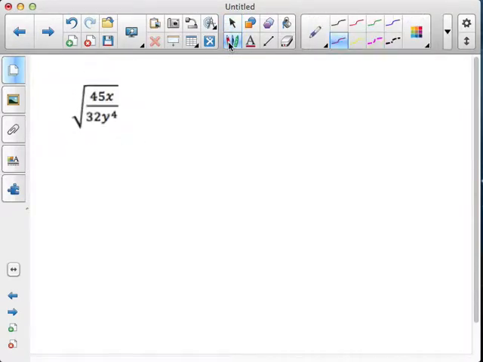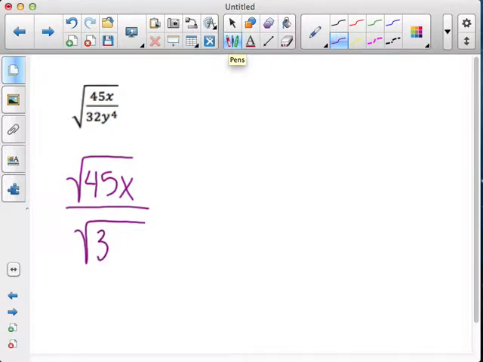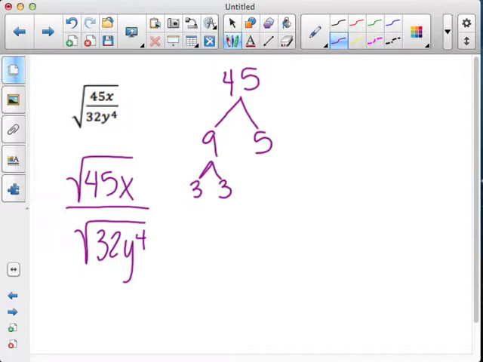Okay, so the numerator and denominator here, I'm going to split them up. So it becomes square root 45x over square root 32y to the 4th. And I'm going to do my factor tree for 45. So 45 is 9 times 5. 9 is 3 times 3. So here's your prime factorization for the numerator. So the numerator becomes square root of 3 times 3 times 5 times x.